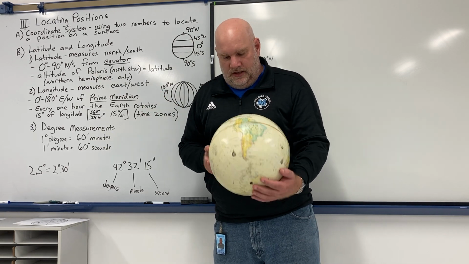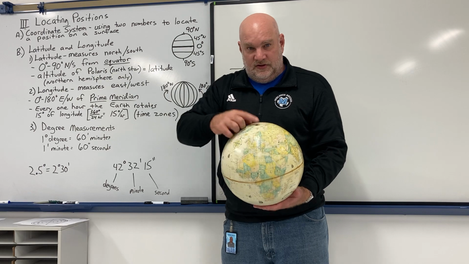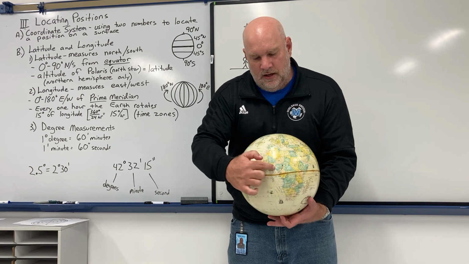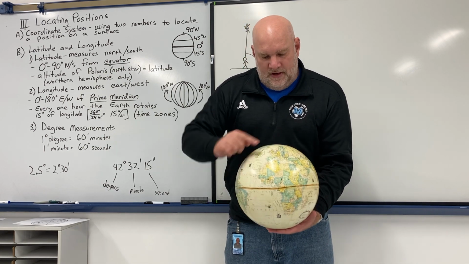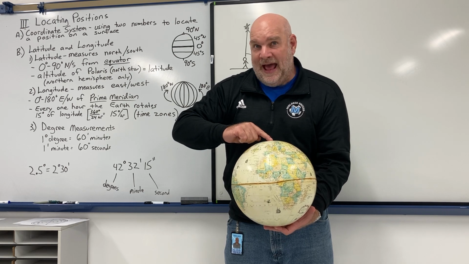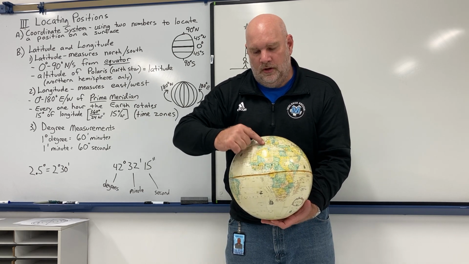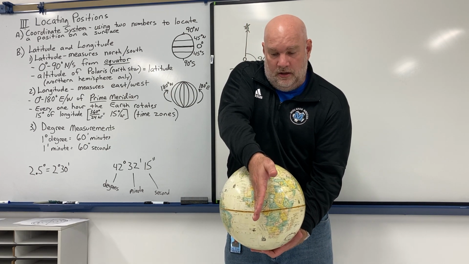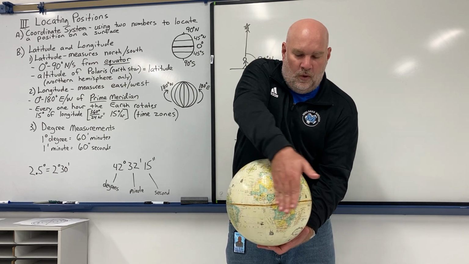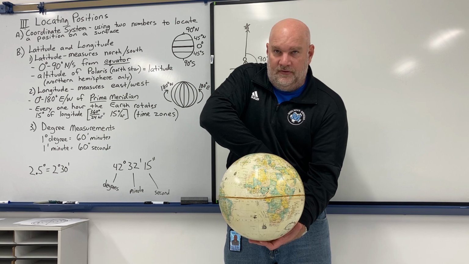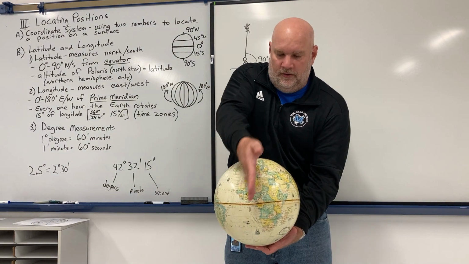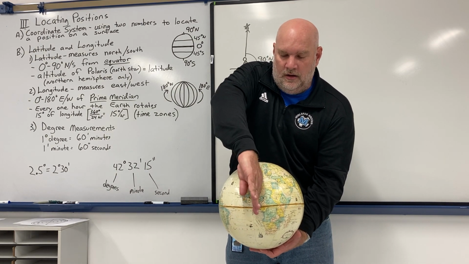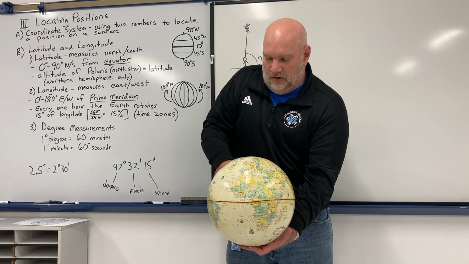The prime meridian is a line that starts at the North Pole, cuts through Greenwich, England, and goes to the South Pole. So notice the prime meridian only goes halfway around the Earth. Then everything from here to 180 degrees this way is east longitude, and from there, going this way 180 degrees is west longitude.